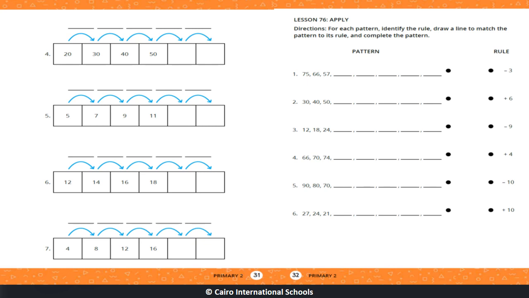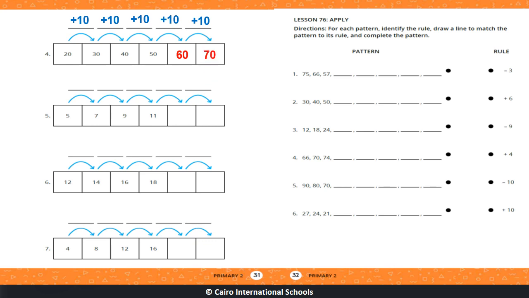Question number 4. The numbers are 20, 30, 40, and 50. So is this pattern increasing or decreasing? It's an increasing pattern because the numbers are getting bigger. So we will write plus in the pattern rule. The number is increasing by what? Increasing by 10: 20, 30, 40. Each time we are adding 10. So the pattern rule will be plus 10. 50 plus 10 equals 60. 60 plus 10 equals 70.